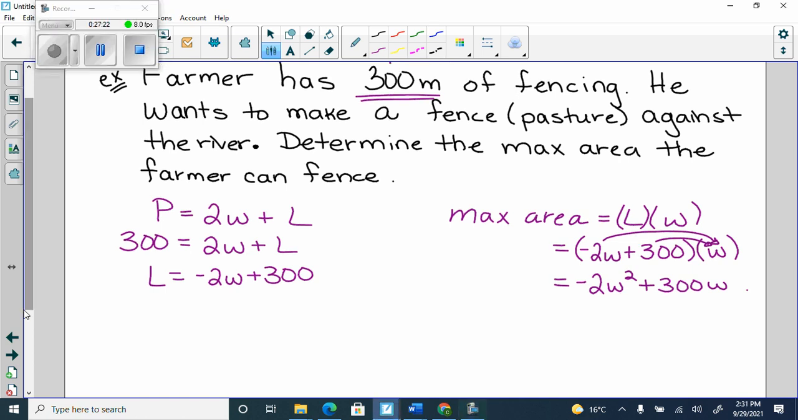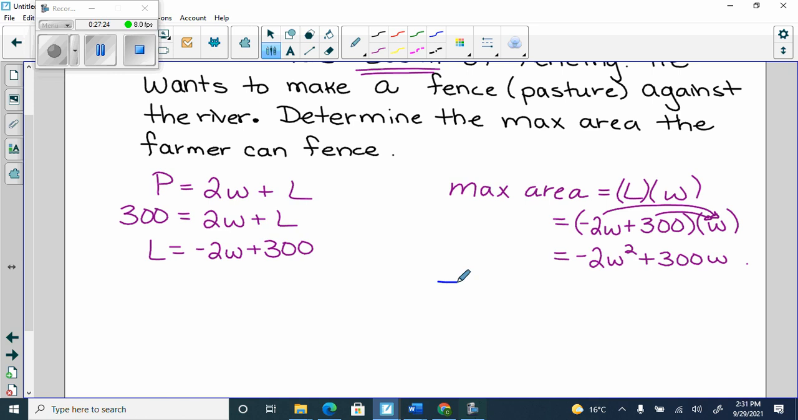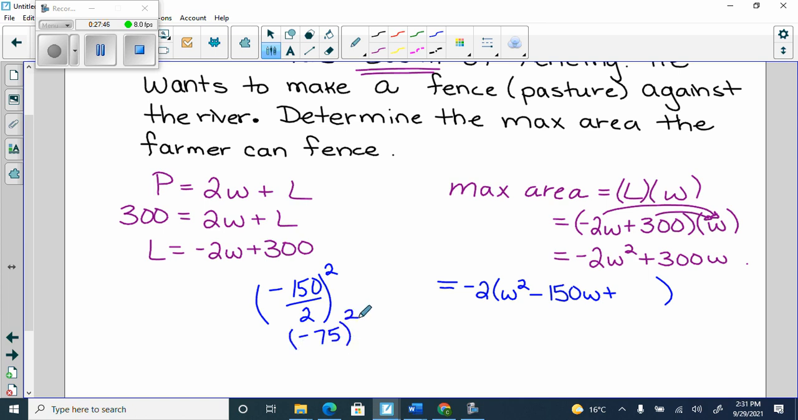So for this one, we have to complete the square. So we're going to get negative 2w squared, and then 300w divided by negative 2 is negative 150w plus some number. How do we get the some number? I go negative 150 divided by 2 squared is negative 75 squared, which is 5,625.